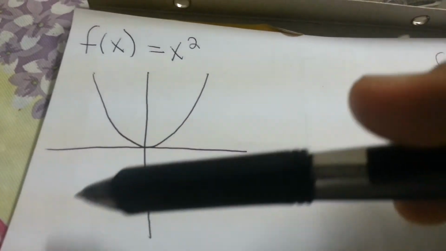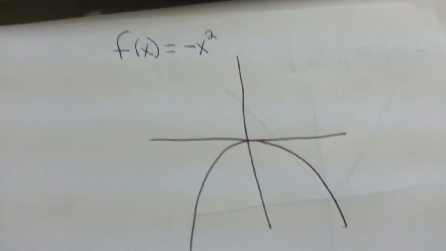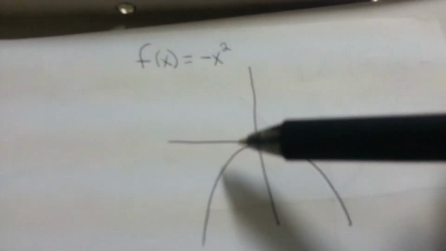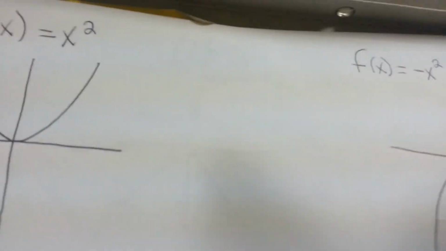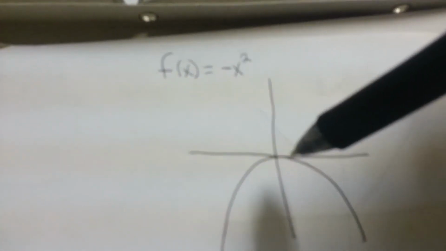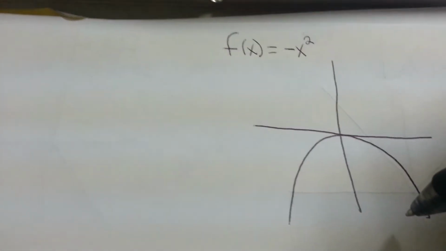And if you ever wanted to solve a parabola that was upside down, then you would have f of x equals negative x squared, and that is because it's reflecting over the x-axis, which still makes it a parabola, but it's opening downwards. This one's opening upwards. That's why this is positive and this one's negative, and that is why it's f of x equals negative x squared. It's reflecting over the x-axis.